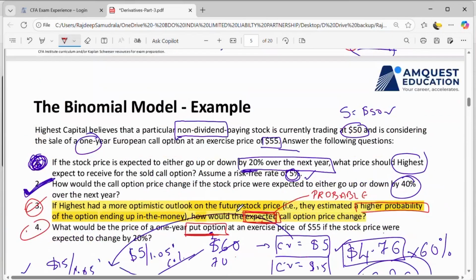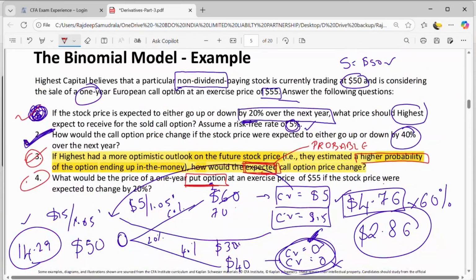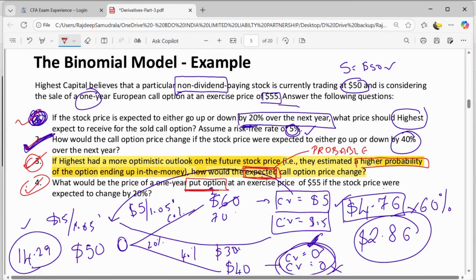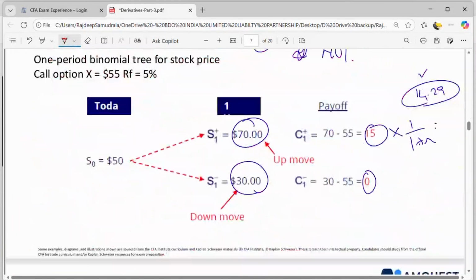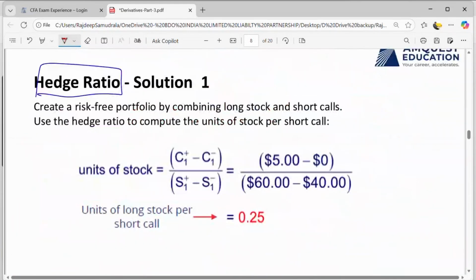So that covers our 4. The 4 questions that we finished doing are on call, on put, and we discussed the expected. So this is a very good example where you'll notice a lot of critical concepts got covered. Okay? Please make a note of the solutions. Now let's come to a very interesting concept of hedge ratio. Okay. Hedge ratio. Now what is hedge ratio?